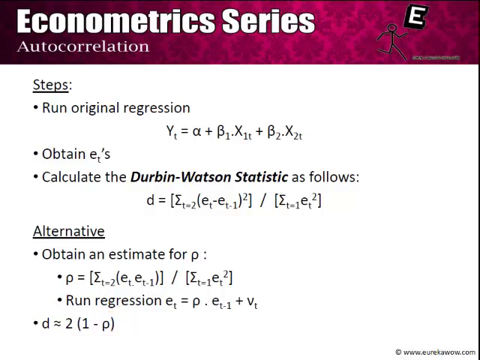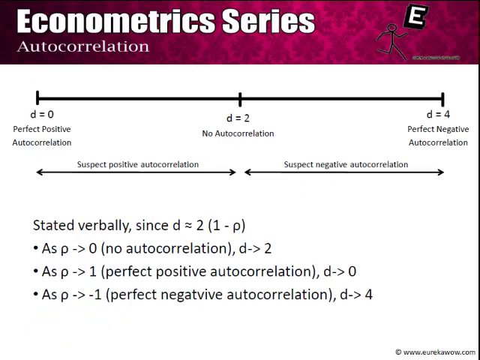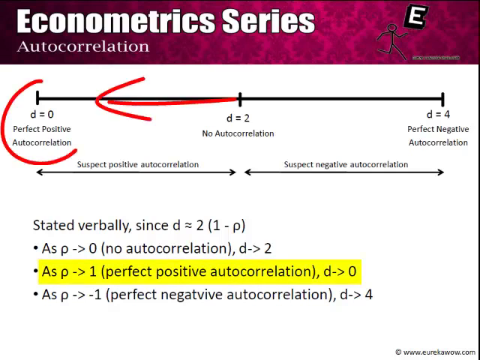So what we obtain is a diagram such as this. Since d is approximately equal to 2 into 1 minus rho, as rho equals 0, that is as we see no autocorrelation between et and et minus 1, d tends to 2. Hence from a scale of 0 to 4, d equal to 2 represents a case of no autocorrelation. As rho tends to 1, that is as we see a perfectly positive autocorrelation, d tends to 0.